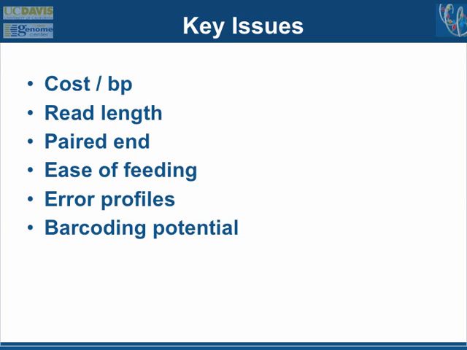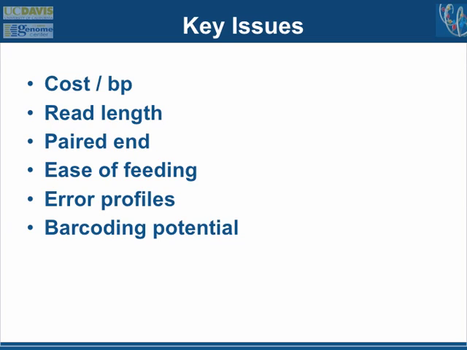Of course, depending on your purpose, the error profile in the method is really important. So if you want to do comparisons of closely related organisms to do population genetics or something to that effect, the SNP error rate in the sequencing method is really important.